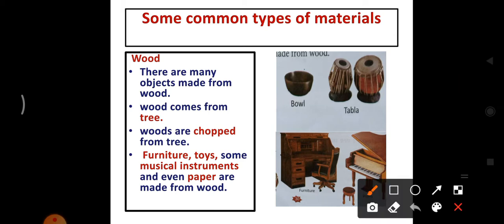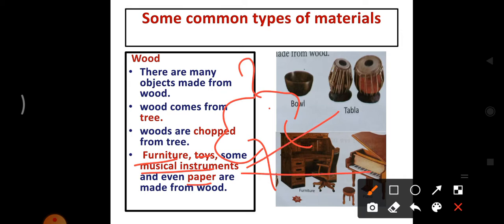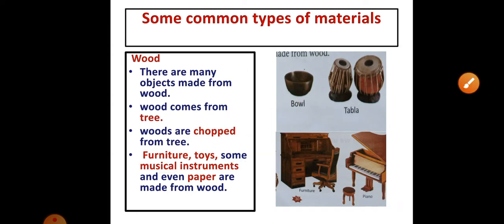The first question, where we get wood? The wood is got from the tree. And what are the uses of wood? The wood is used to make furnitures, toys, musical instrument and paper. The musical instrument is nothing but tabla, piano, for example.